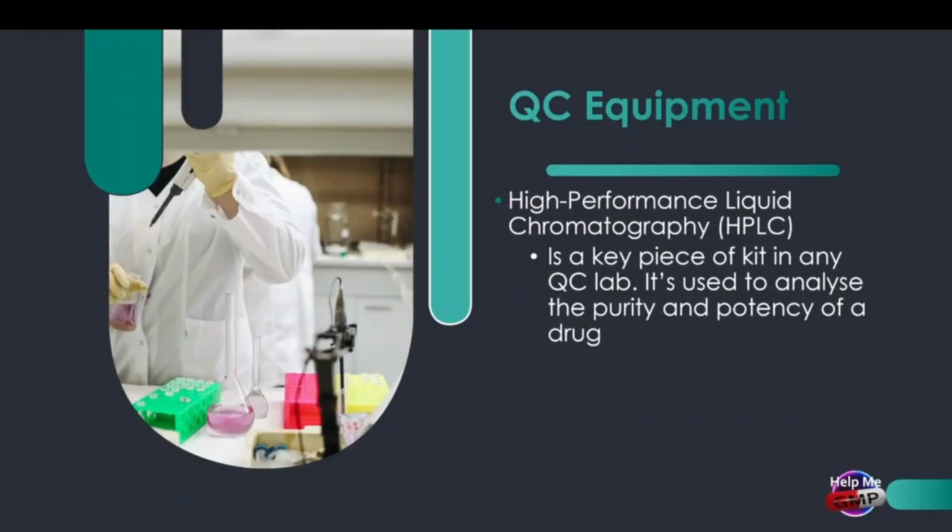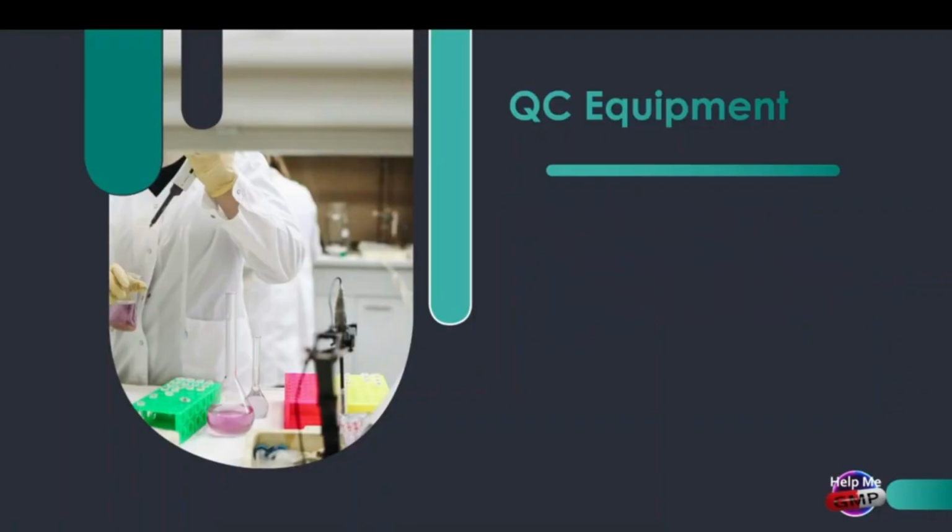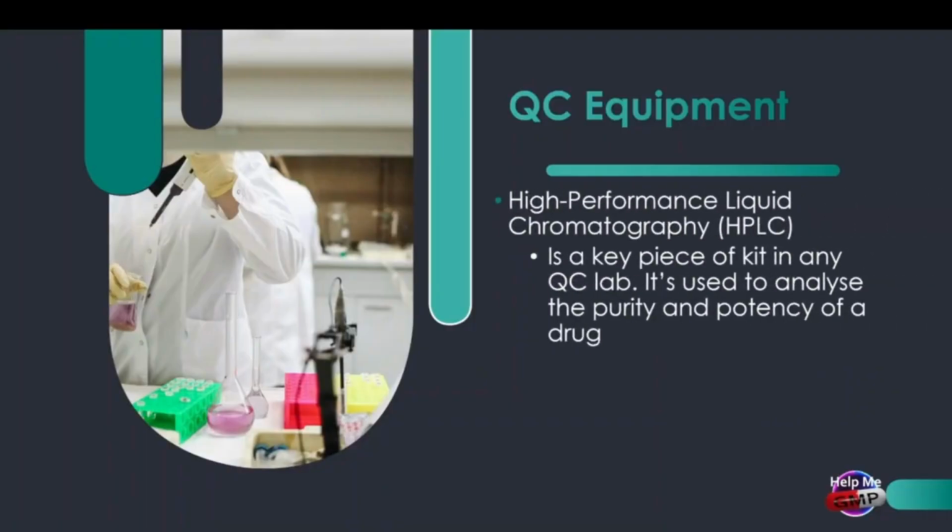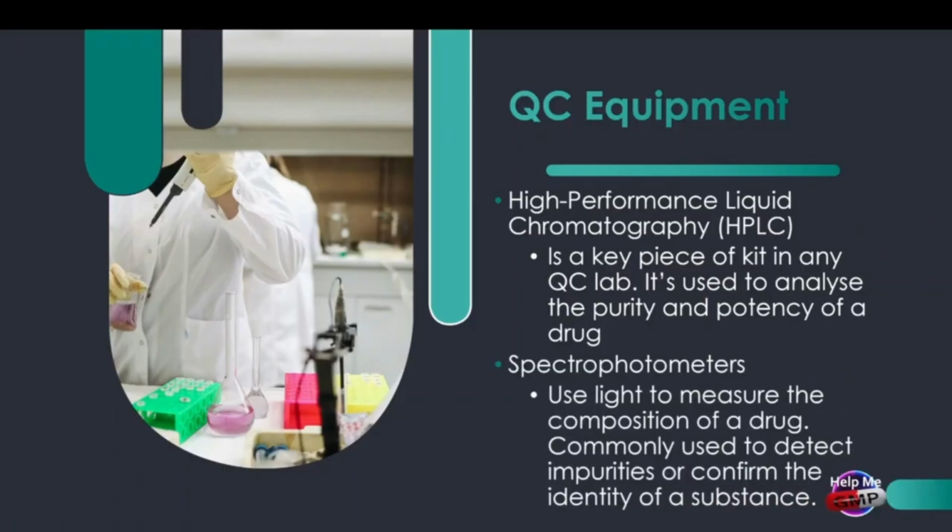First up, high-performance liquid chromatography, or HPLC. This is a key piece of kit in any QC lab. It is used to analyze the purity and potency of a drug, basically making sure the medicine contains exactly what it's supposed to in the right amount. Next, we've got spectrophotometers. These use light to measure the composition of a drug. You'll hear terms like UV-Vis or FTIR spectroscopy. They're used to detect impurities or confirm the identity of a substance.